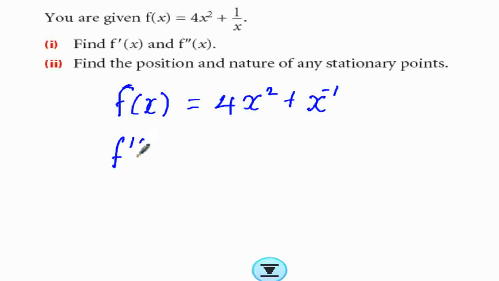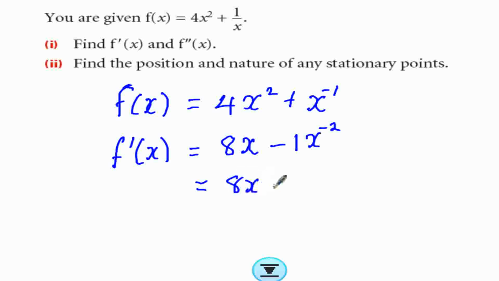So the first derivative is: bring the 2 in front, which will multiply the 4 to get 8, and then x power 2 minus 1, which is 1, and then bring the 1 in front, minus 1, x power negative 2. If you have trouble differentiating, you can watch my previous videos on differentiation. So our answer will be 8x minus 1 over x squared. That is the first derivative.